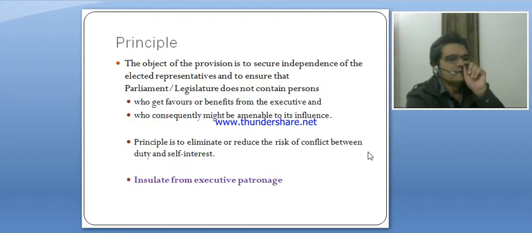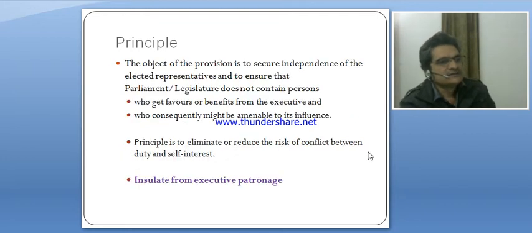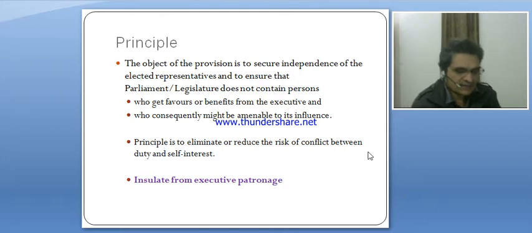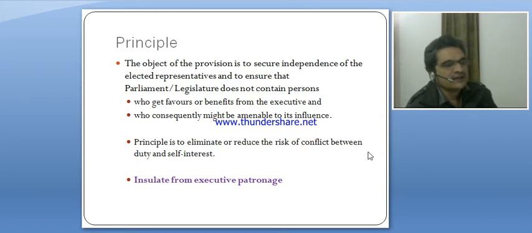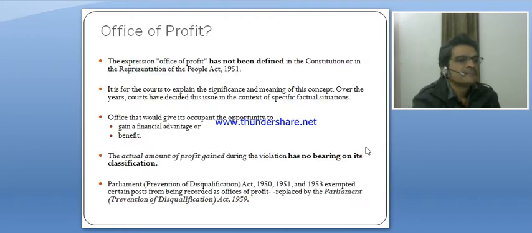Now as I have mentioned, the principle behind this restriction of not having such kind of an office, where you're likely to get some kind of inducement or favors, is to avoid conflict of interest and insulate the public representatives from executive patronage.